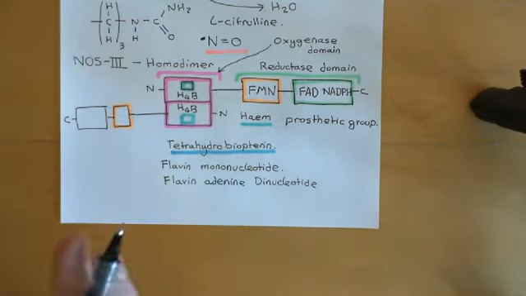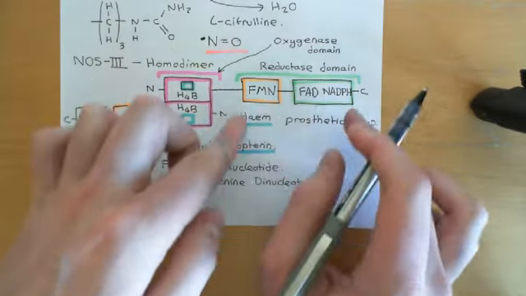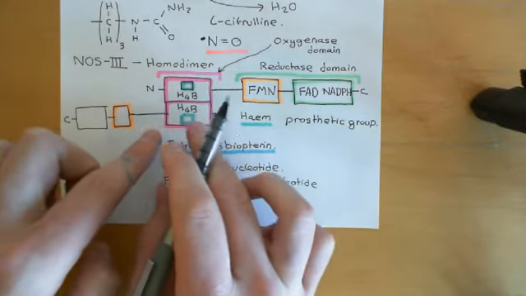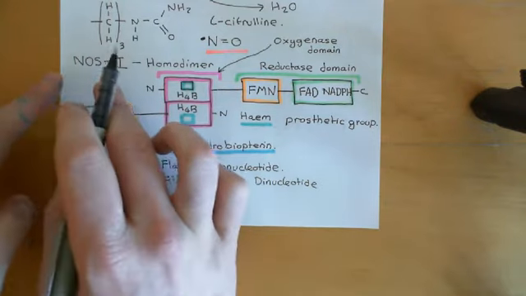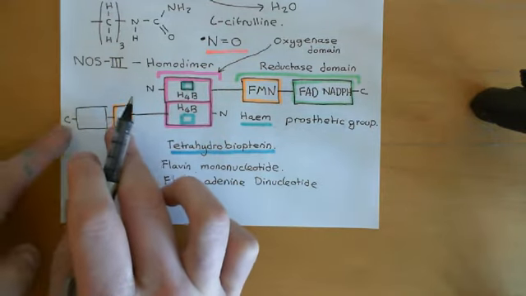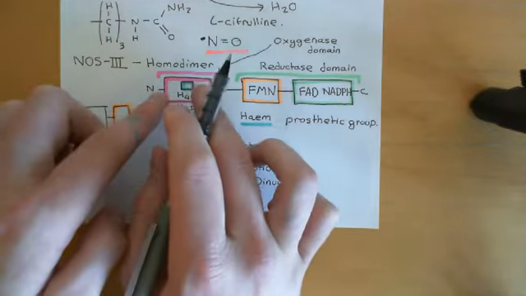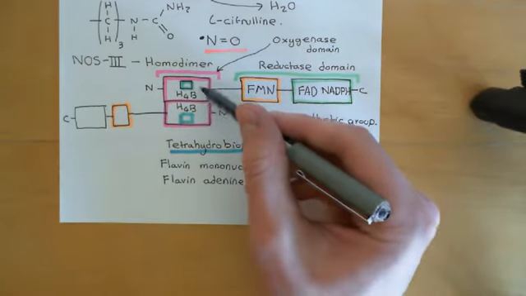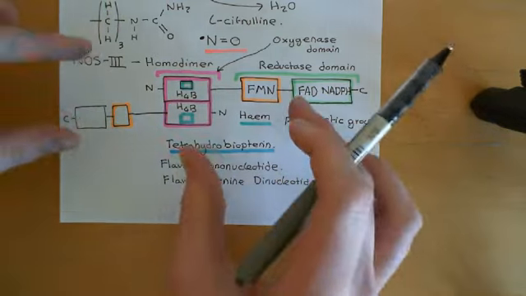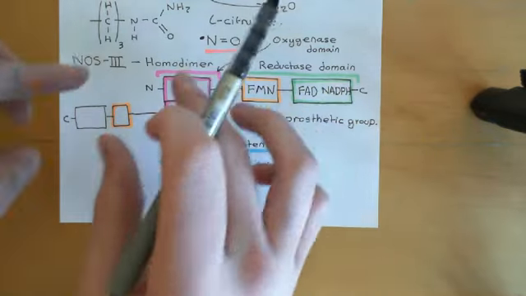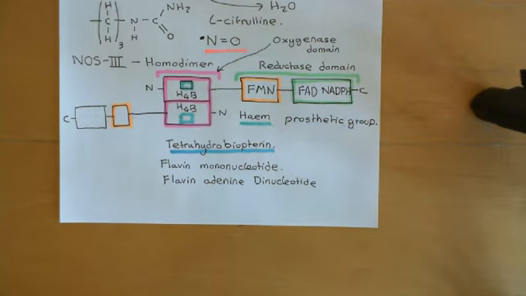And this is why these enzymes have to function as a homodimer, because this reductase domain here is actually going to function with the oxygenase domain of this other NOS-free protein here, and this reductase domain of this NOS-free protein here is going to function with the oxygenase domain of this one here. Okay, so this is actually going to be two separately functioning enzymes, but they require each other to function, basically.